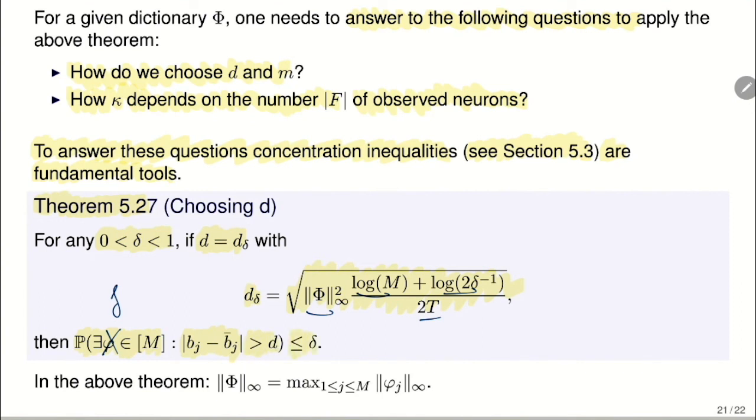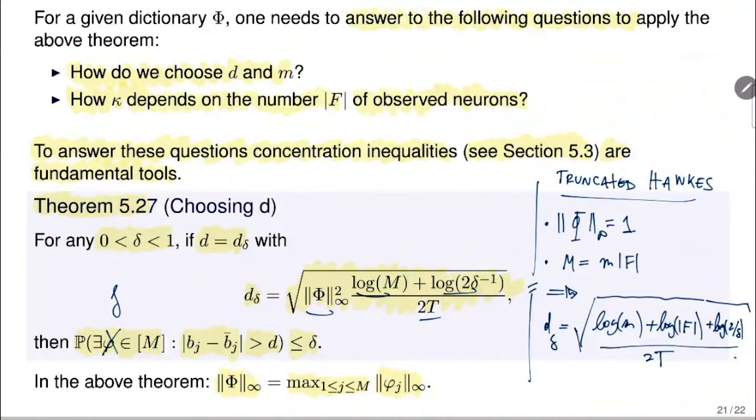And in the above theorem, the sup norm of the dictionary is defined as the maximum over j from 1 to m of the sup norm of the function phi_j. And just to have an example, let us apply this result to the truncated Hawkes. So in this case, you can check that the sup norm of the dictionary is 1.